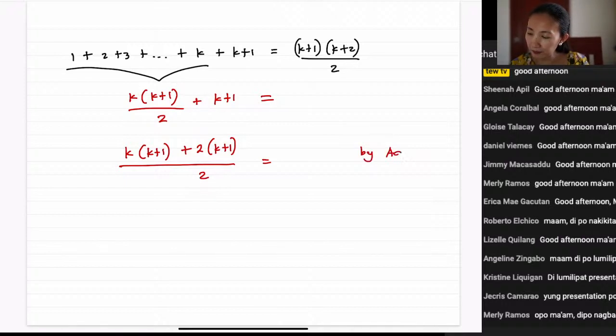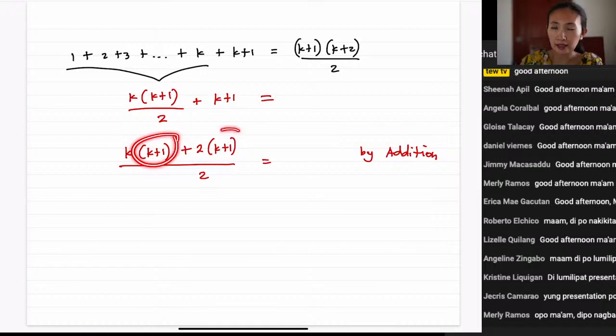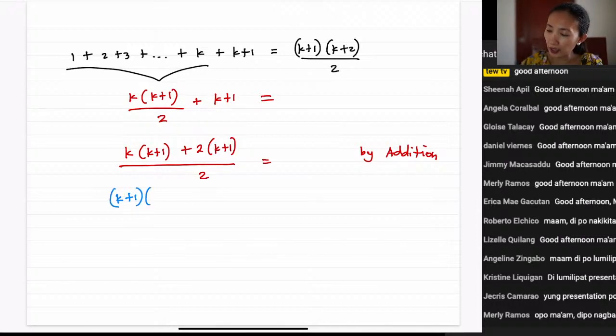By adding. And then, from here, k plus 1 is common to both, so we could factor it out. Okay, factor out k plus 1. Let me use blue. K plus 1 is a common binomial factor. If I bring this out, then the other factor is, from here, we have k. I bring this out, then what is left? 2. So, k plus 1 times k plus 2 all over 2.